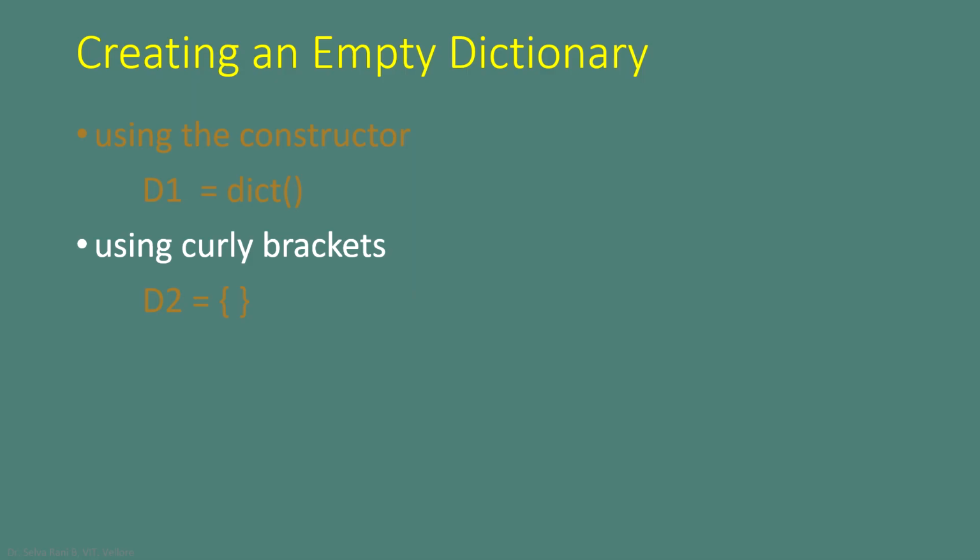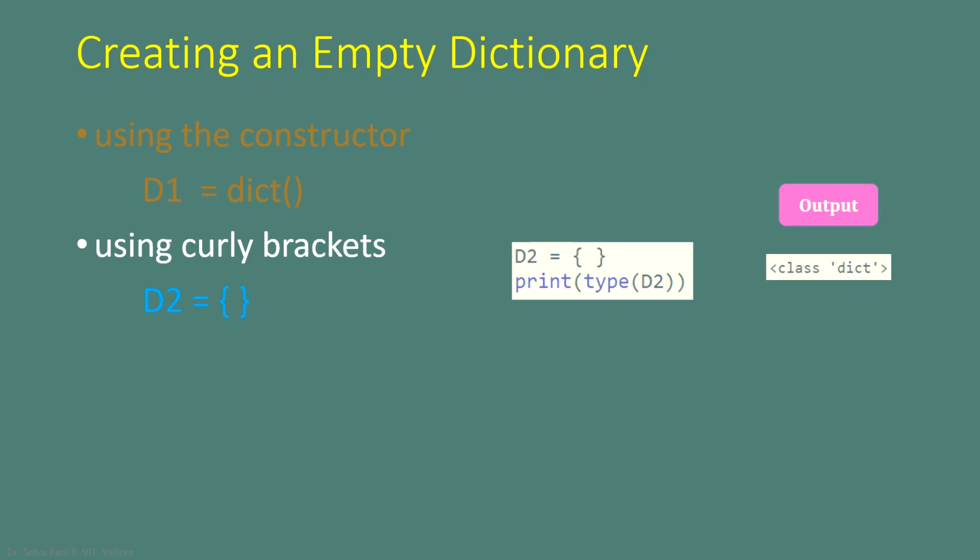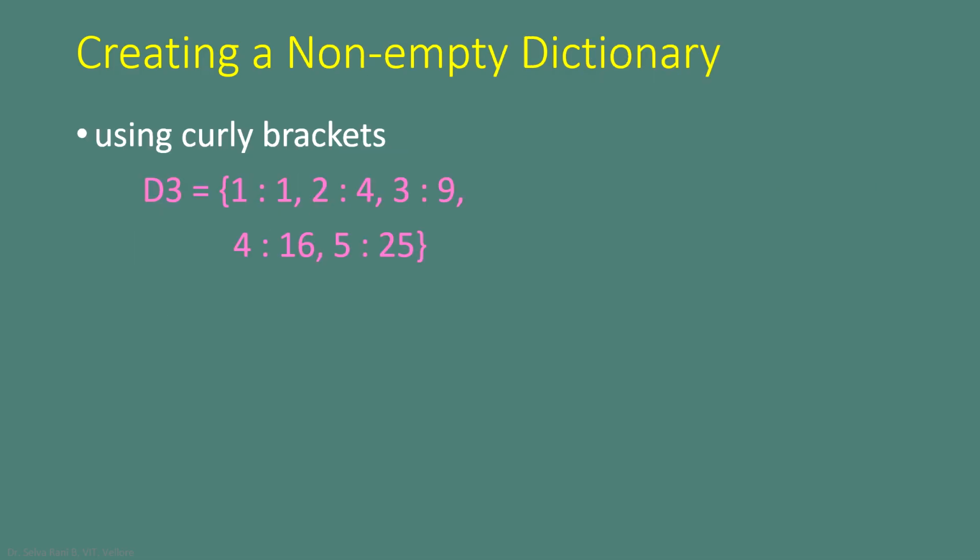We can also create an empty dictionary with the help of curly brackets. D2 is equal to empty brackets will create an empty dictionary. If we display the type of D2, we'll be getting class dict as output.